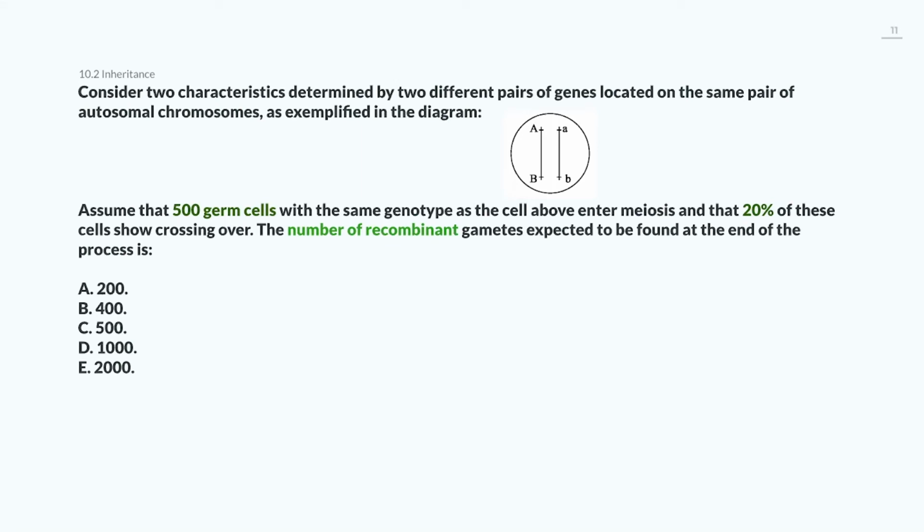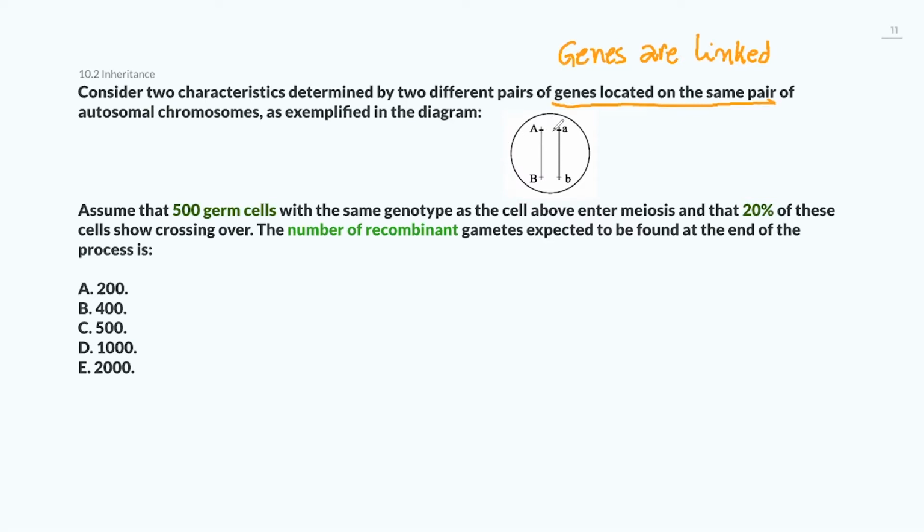All right, biologists, let's take a look at crossing over and recombinant gametes. Now, consider two characteristics determined by two different pairs of genes located on the same pair of autosomal chromosomes. This is the same as saying that the genes are linked. It doesn't have to be autosomal chromosomes, but if two genes are on the same chromosome, we say that they are linked, as exemplified in the diagram here.